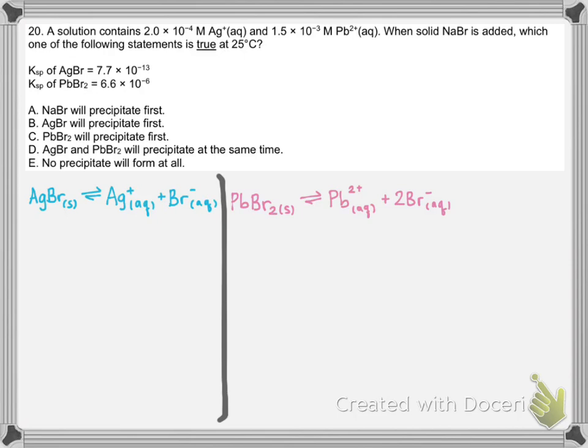In number 20, they give us concentrations of silver ions and lead ions. They want us to figure out which will precipitate first when we add in bromide through sodium bromide. And they give us the KSP for the different salts. And so I know that for this first salt, my KSP is going to be equal to my silver ion concentration times the bromide ion concentration.